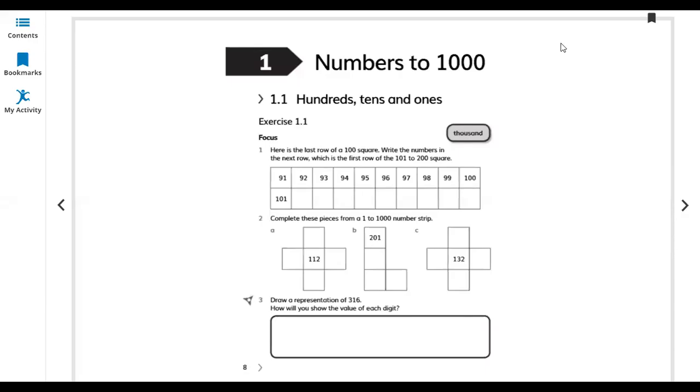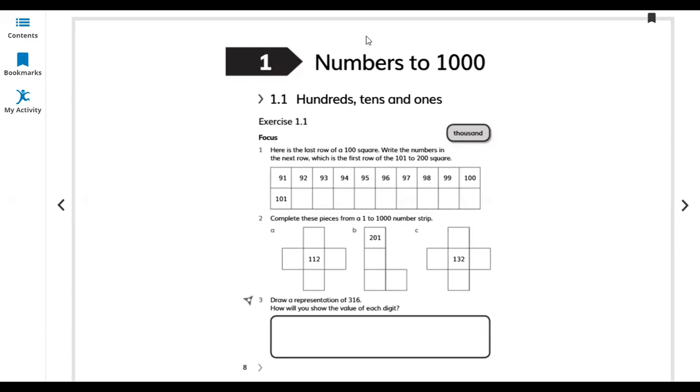Hello everyone. Today I will complete some pages from the Cambridge Primary Mathematics Grade 3 workbook. So let's start Unit 1, Lesson 1.1: Hundreds, Tens and Ones.